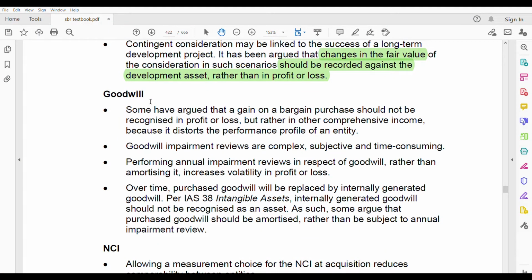Coming to goodwill, some say that the gain on a bargain purchase, that means the negative goodwill, should not be recognized in profit or loss, but rather it should be recognized in OCI. They think it distorts the performance profile of an entity if you recognize it as a gain in the profit and loss.